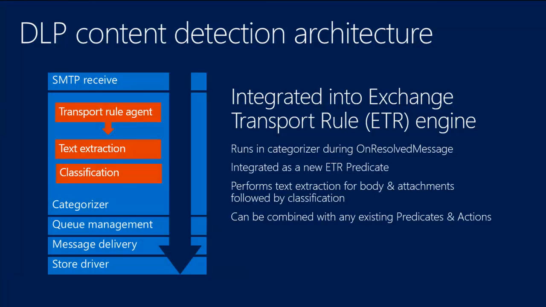So if I had a very simple rule that said, if message is sent externally and contains sensitive data, we would first evaluate the directionality of the message. If it's externally bound, and that was true, then we would move on to the next predicate, which would be the one that does text extraction and classification. Otherwise, we would not even get there. Any questions on this?